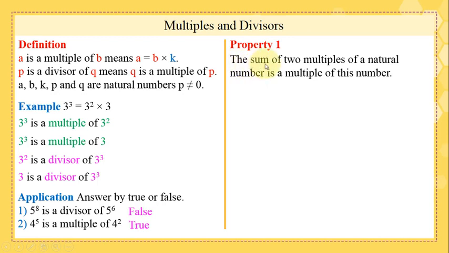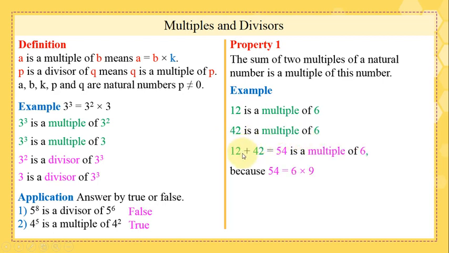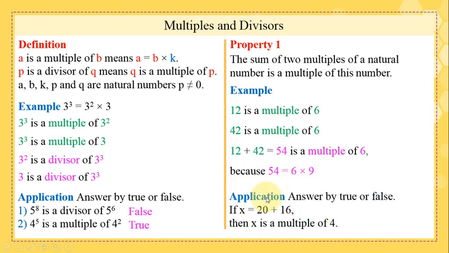Property 1. The sum of two multiples of a natural number is a multiple of this number. Example: 12 is a multiple of 6. 42 is a multiple of 6. The sum 12 plus 42, which is equal to 54, is a multiple of 6 because 54 equals 6 times 9.